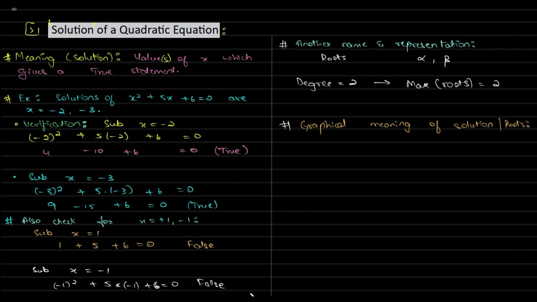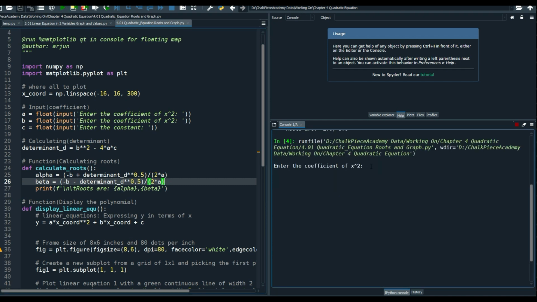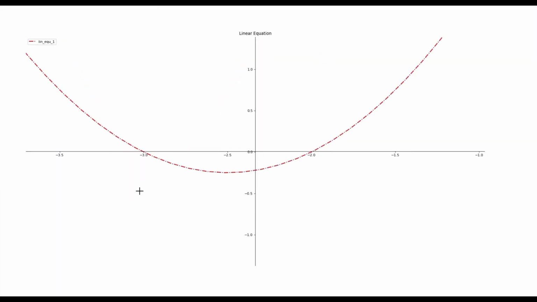How does it look graphically? For that, we will enter our coefficients 1, 5 and the constant 6 and see what we get. So we have 1, 5 and 6. Nature of roots is something that will come in the future of the topic. Roots are minus 2 and minus 3. Yes, we saw that those two values satisfy the equation. So we can clearly see the line is crossing minus 3 and minus 2.